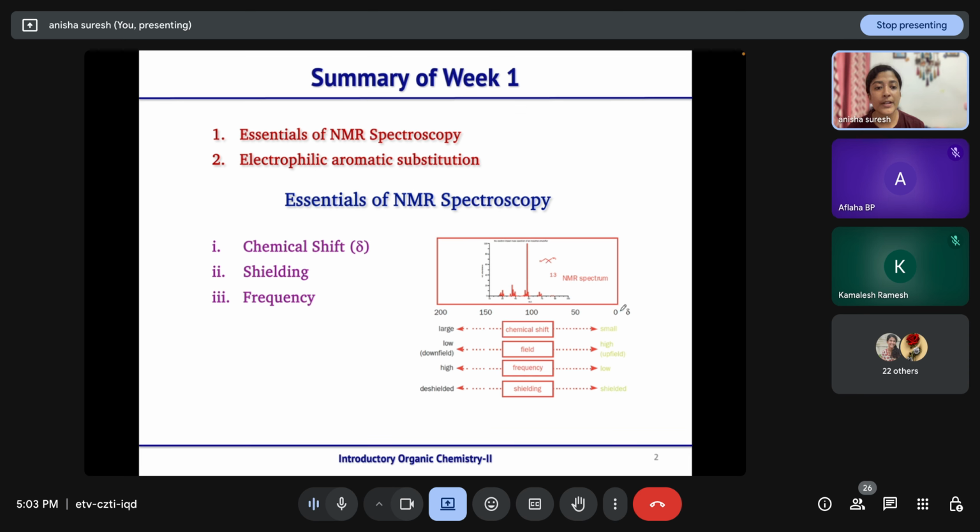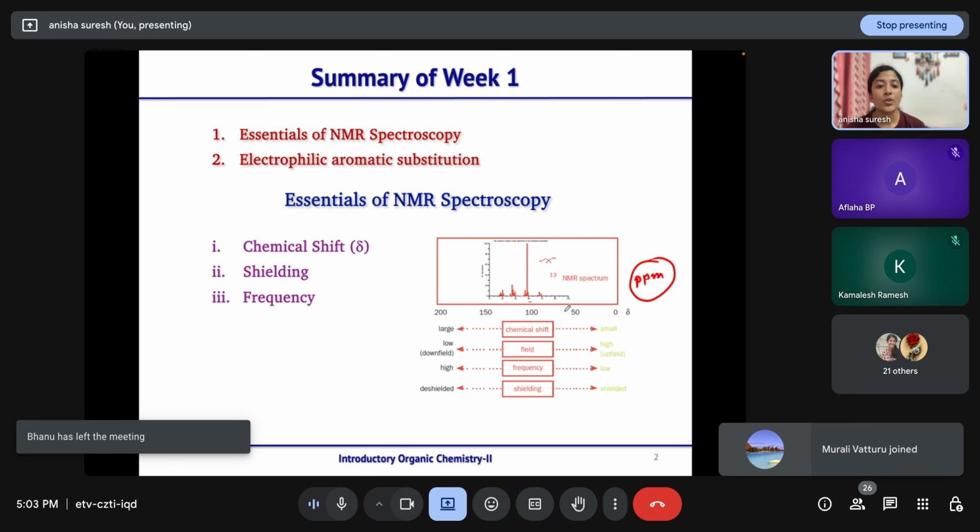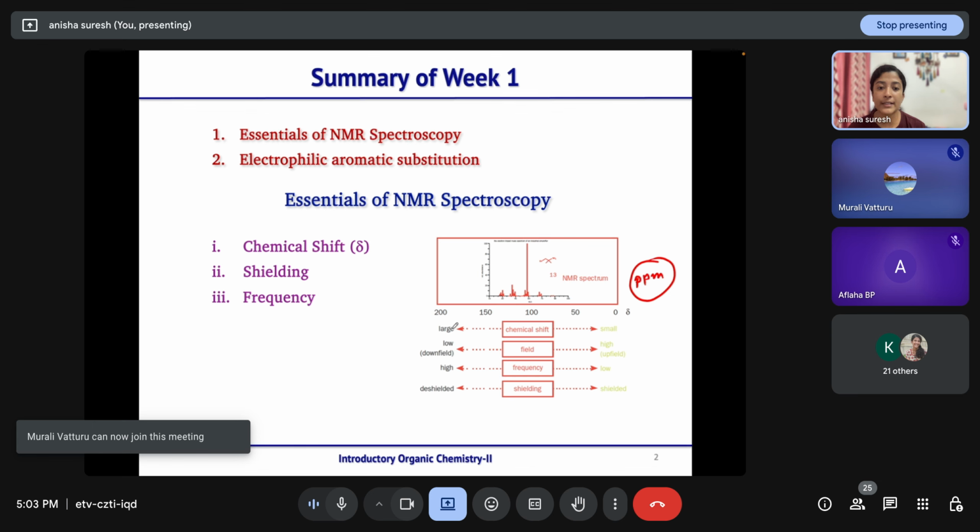And coming towards this end, 0. Like in carbon 13 spectrum, mostly it is covered from 0 to 200 ppm range. So ppm is the unit by which this delta is measured. Okay. So when it is coming towards 0, the chemical shift will be small, and this is large when it is coming towards 200.